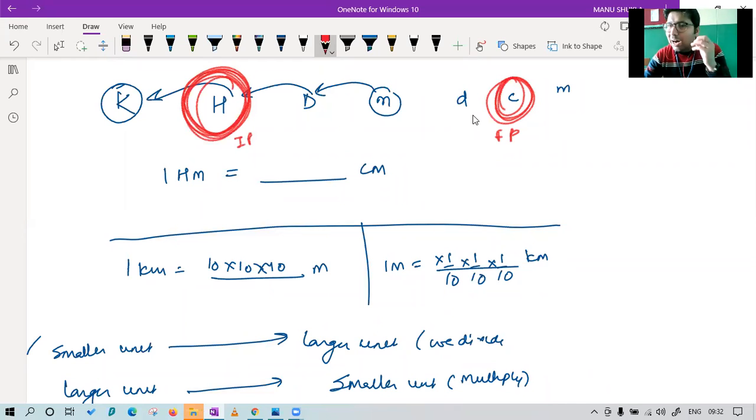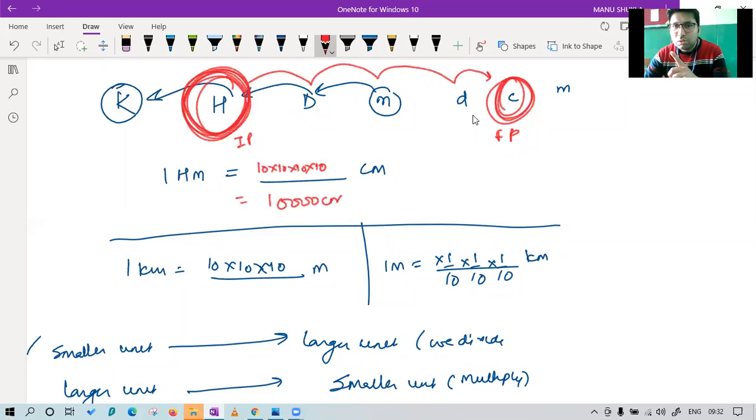Now let's see how many jumps we are taking. The first jump, second jump, third jump, and fourth jump. We have taken 4 jumps from hecto to centi. So we will multiply 4 times with this thing. The answer is centimeter.